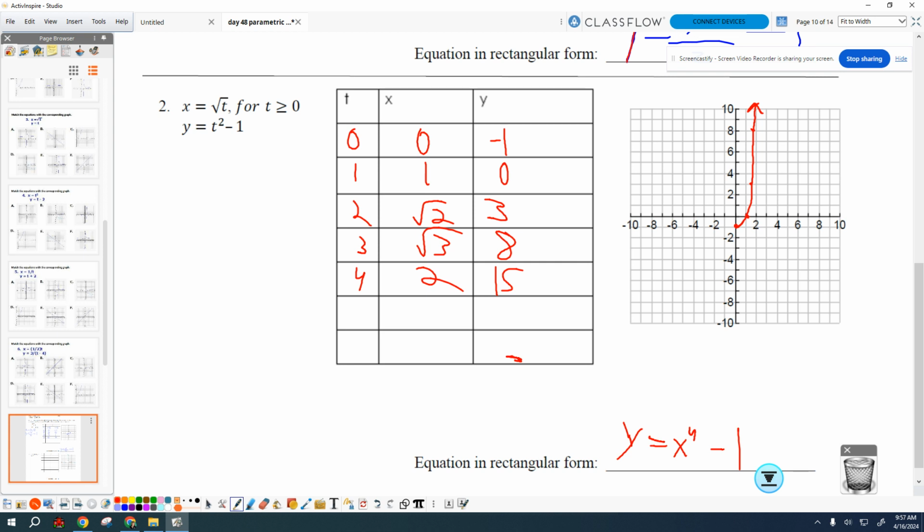Okay, so rectangular. Peter, how did you just have an answer, how did you get that? I squared both sides for x squared. So x squared equals t, and then I put it in place for t in y, so y equals something t squared minus 1. Am I correct enough?